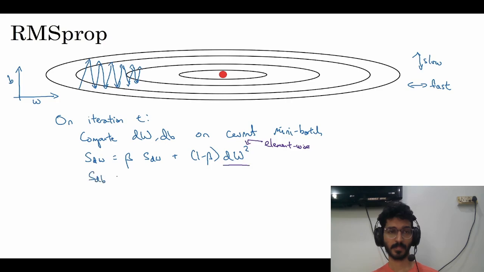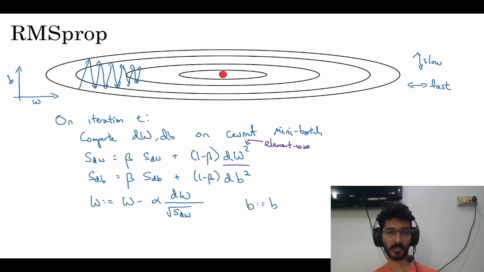And similarly, we also have Sdb equals beta Sdb plus 1 minus beta db squared. And again, the squaring is an element-wise operation. Next, RMSProp then updates the parameters as follows. W gets updated as W minus the learning rate times, whereas previously we had alpha times dW, now it is dW divided by the square root of SdW. And b gets updated as b minus the learning rate times, instead of just the gradient, this is also divided by the square root of Sdb.